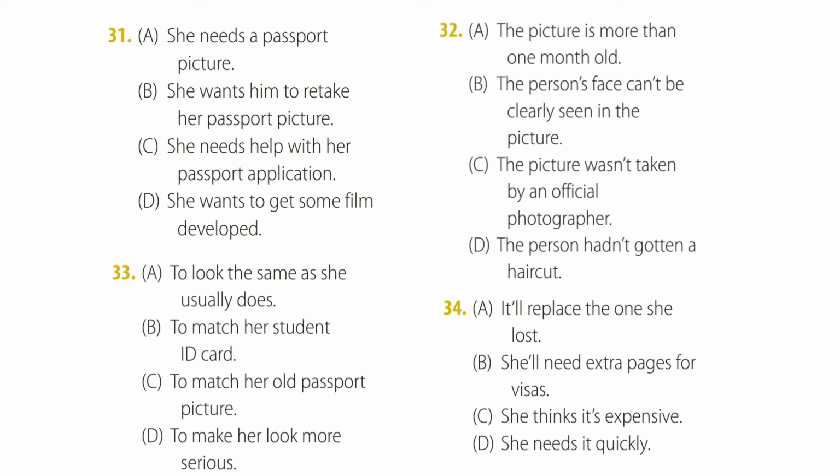Number 31. Why does the woman go to see the man? Number 32. According to the man, why might a passport agency reject an application? Number 33. Why should the woman keep her glasses on for the picture? Number 34. What does the woman imply about her new passport?